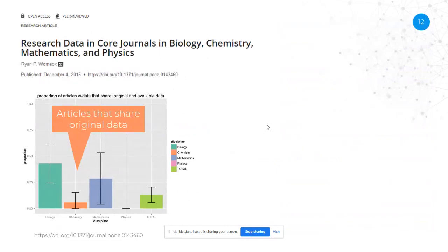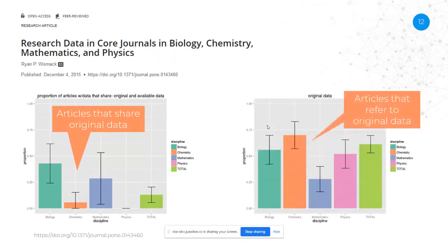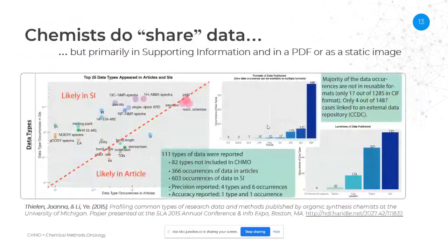Now, it's easy to get the impression that chemists don't share data. This was taken from an article published in 2015 that showed the proportion of articles sharing original data in chemistry, right down the bottom there. But interestingly, there was another chart in this which showed the proportion of articles that refer to original data. And in chemistry, that is one of the highest across disciplines. And I think it's wrong to say that chemists don't share data.